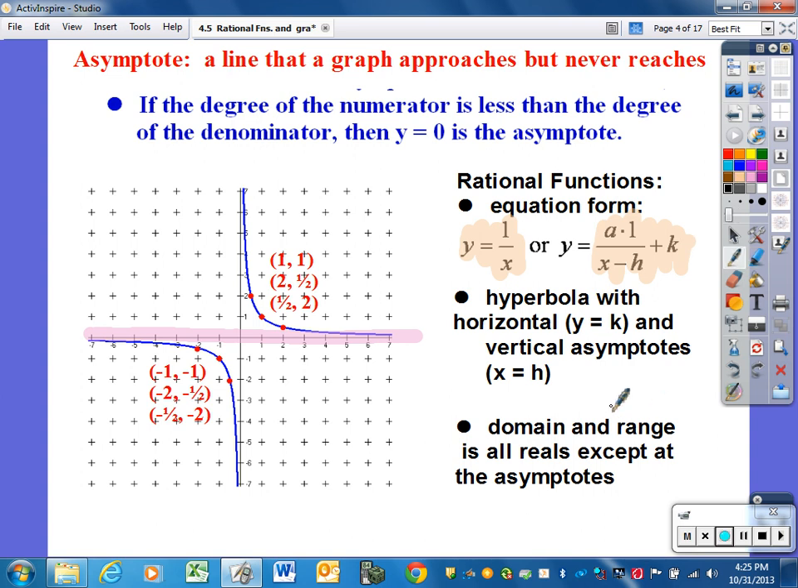So if I do my parent function table, can I divide by 0? No. So if I put a 1 in there, I would get 1. If I put a 2 in, I would get 1/2. If I put 1/2 in, I would get 2. So I came over here, 1, 1, 2, 1/2, 1/2, 2, drew in my curve. I can't put 0 in, but I can put -1 in, and it will give me -1. -2, -1/2. -1/2, -2. So then I also plotted those points and drew in my curve.